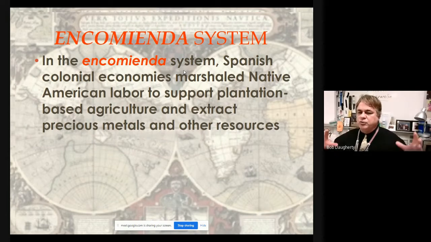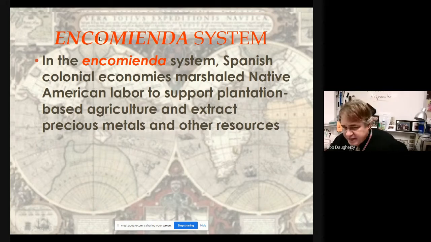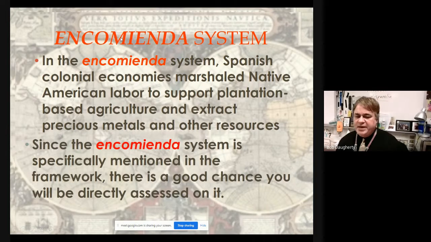They marshaled, forced Native Americans to support this plantation and also to work in mines to find the gold, to find the silver. Now, as the name suggests, encomienda is a Spanish system. It is specifically mentioned in your curriculum, in the framework. So it's likely you will have a question or two about it. I think you already did on that district test, but just in case, please make sure you know it.